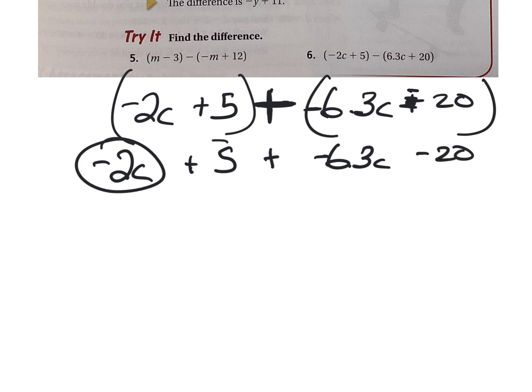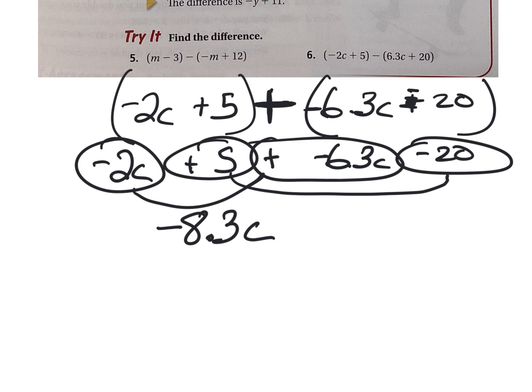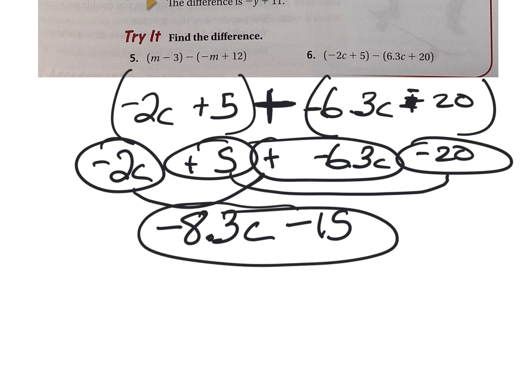I look at all my terms. Got 4 terms here. So I'm going to put my likes together. Put those two. Negative 2c plus a negative 6.3c gives me a negative 8.3c. And then I add the positive 5 with the negative 20. It gives me a negative 15. So we have negative 8.3c minus 15. And that is as simple as you can get it. All right.